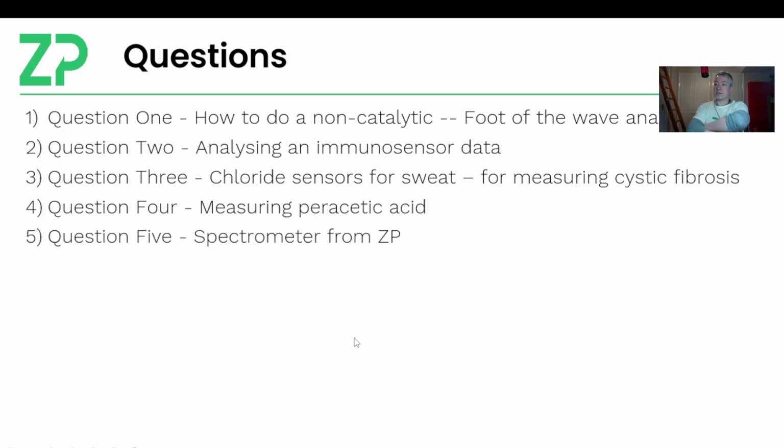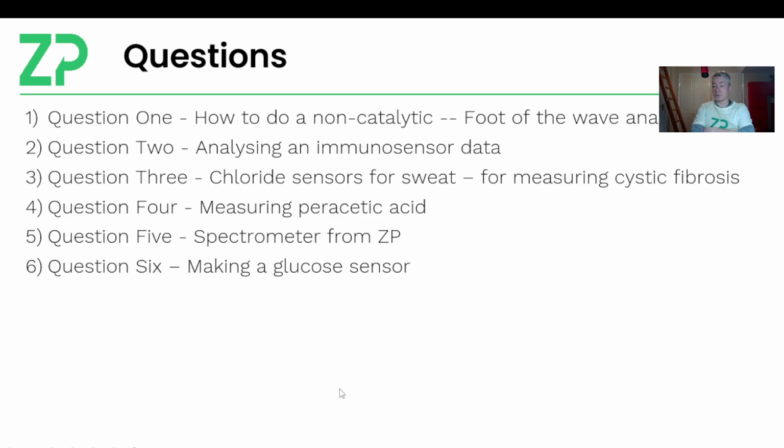Oh, I've forgotten to add this one. ZP is doing a spectrometer for light analysis, but that's not yet released. If companies have a budget and they want to do light work with us, they can, but we need some evidence of budget first of all.